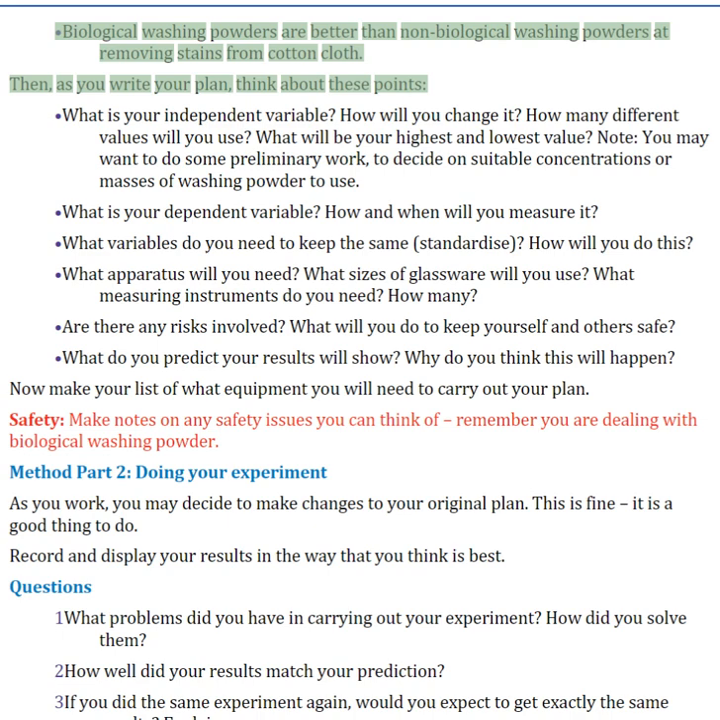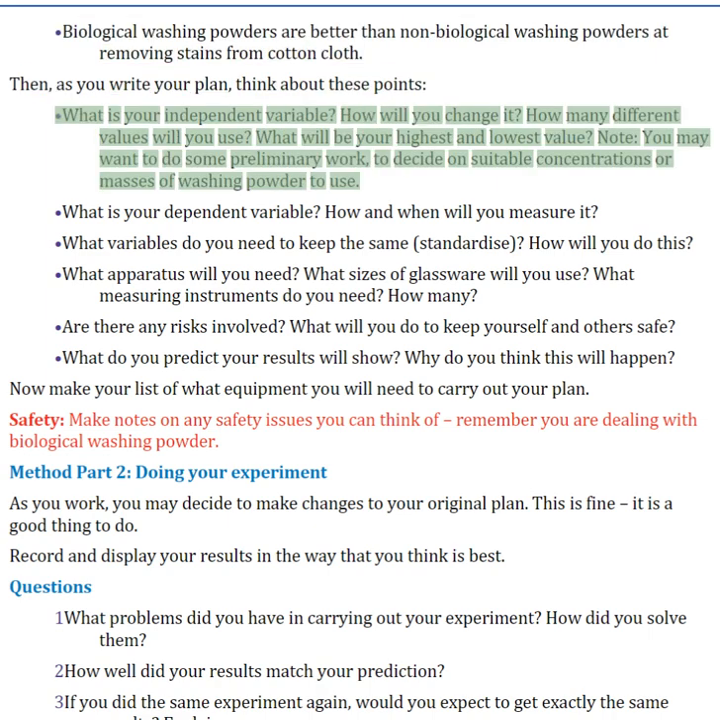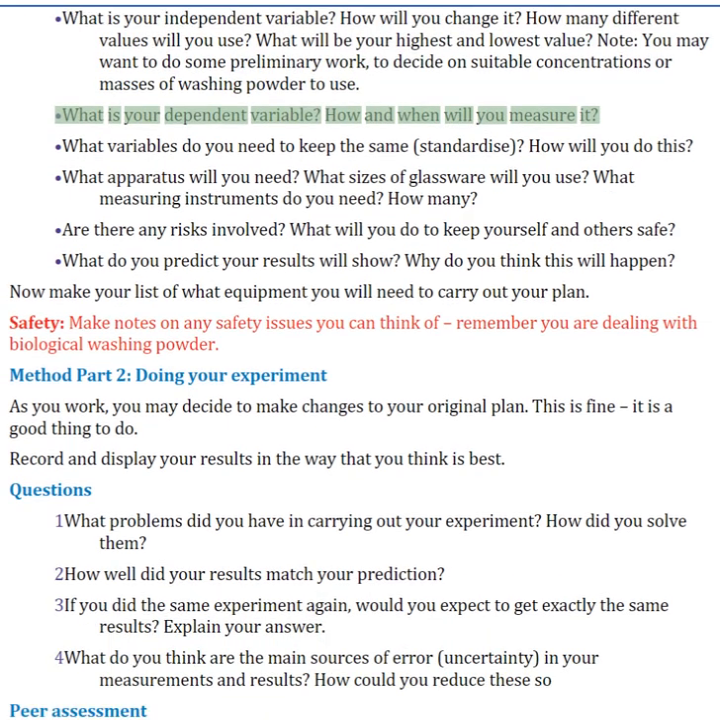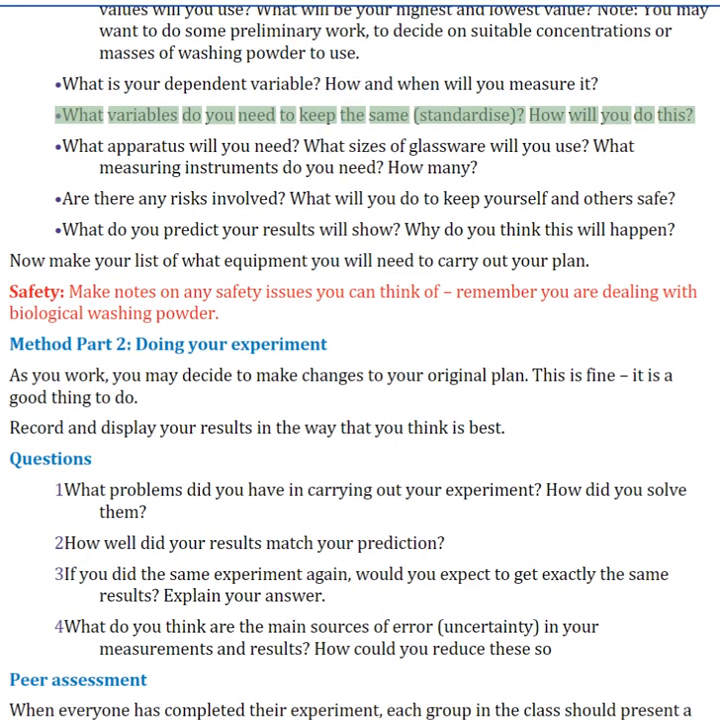Then, as you write your plan, think about these points. What is your independent variable? How will you change it? How many different values will you use? What will be your highest and lowest value? Note, you may want to do some preliminary work to decide on suitable concentrations or masses of washing powder to use. What is your dependent variable? How and when will you measure it? What variables do you need to keep the same? How will you do this?